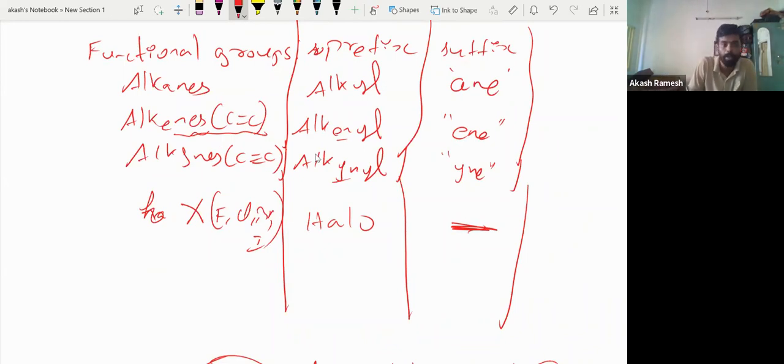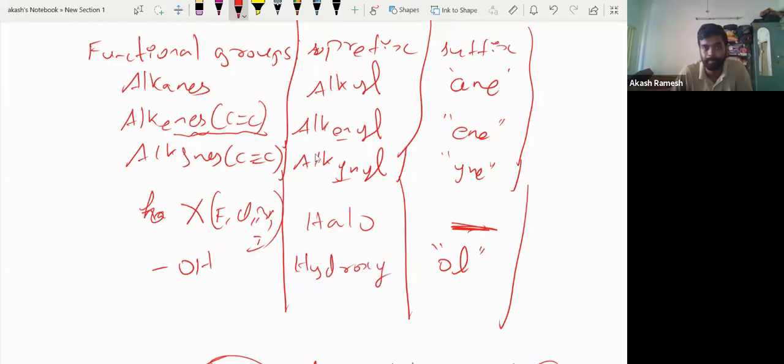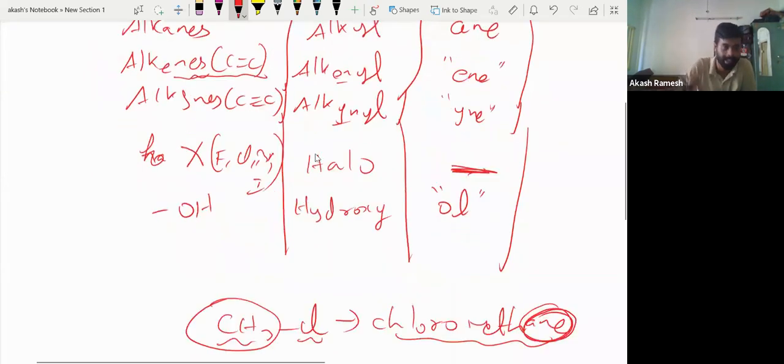That's done. Moving on to alcohols, OH. Now the suffix is very simple, "ol" is what you have to end up with. Okay, and if at all there is another functional group which is having more priority than OH, then you will use the OH as the prefix part, and that would be hydroxy. That would be hydroxy.